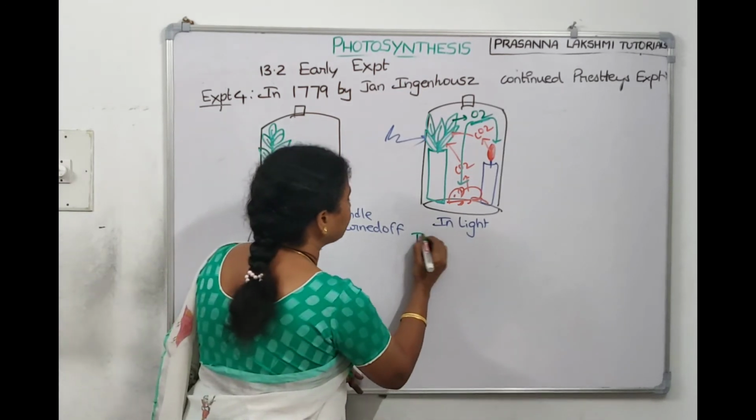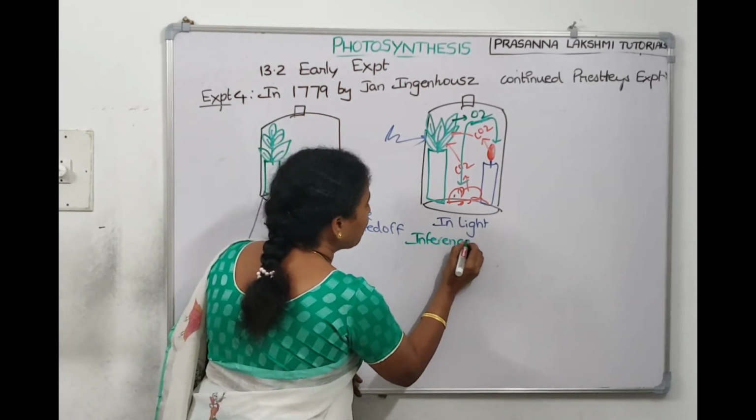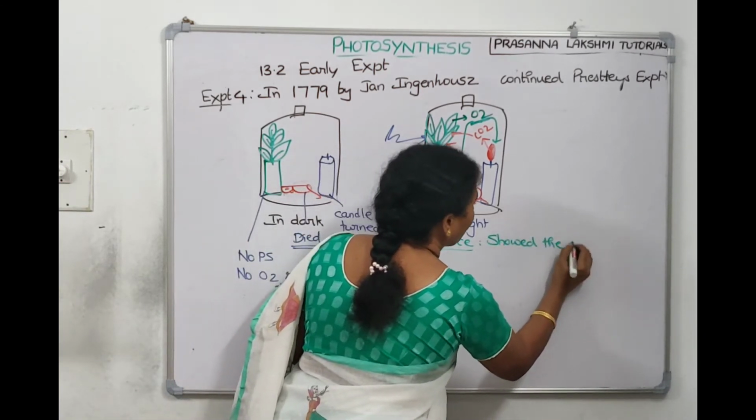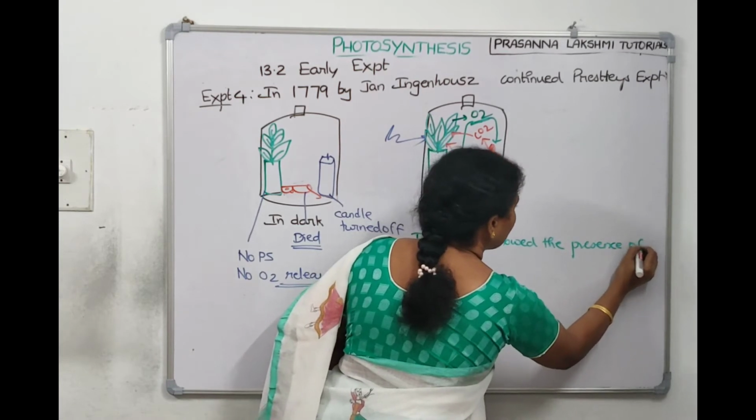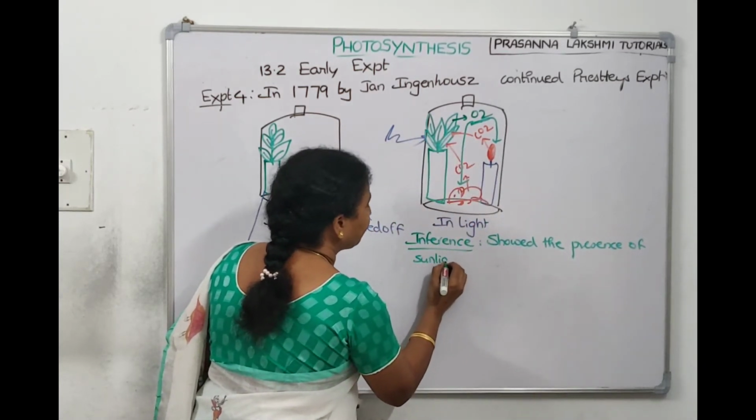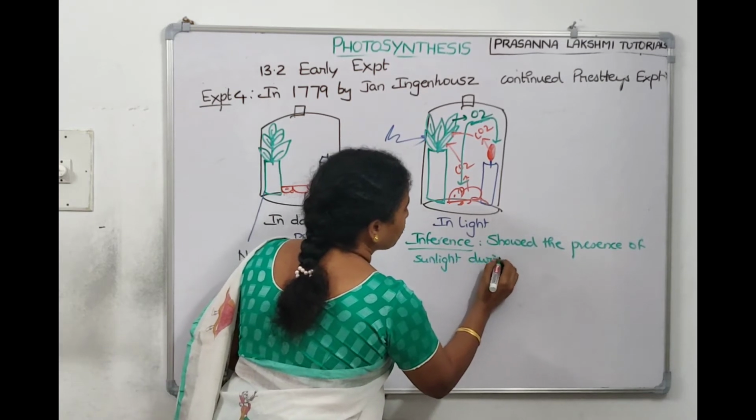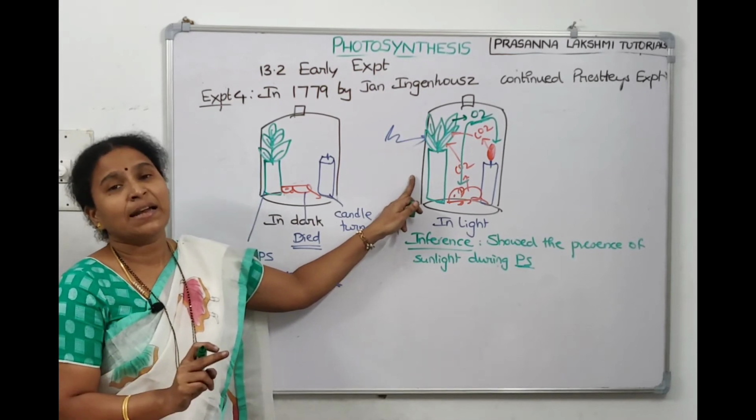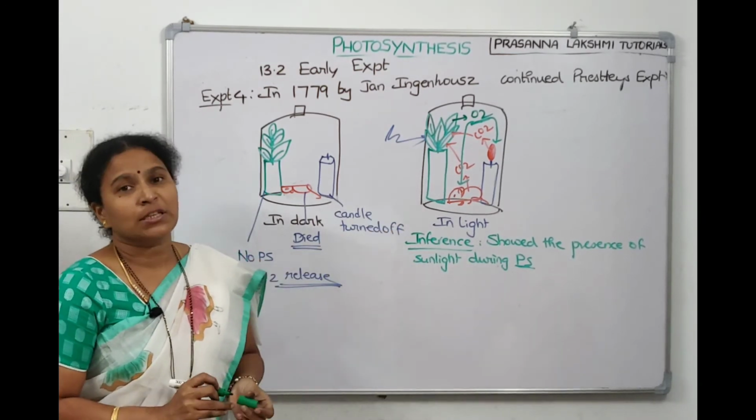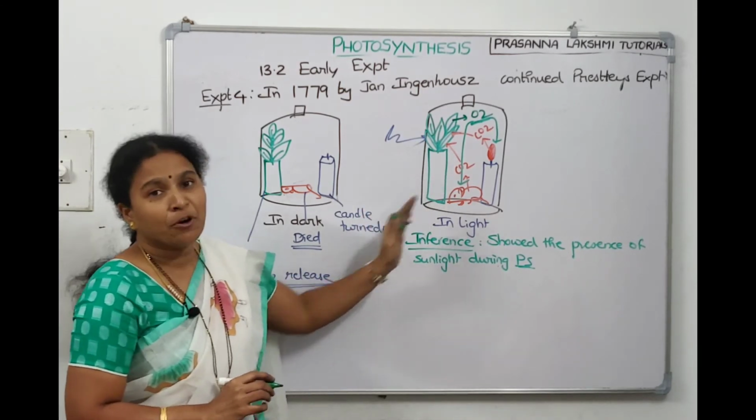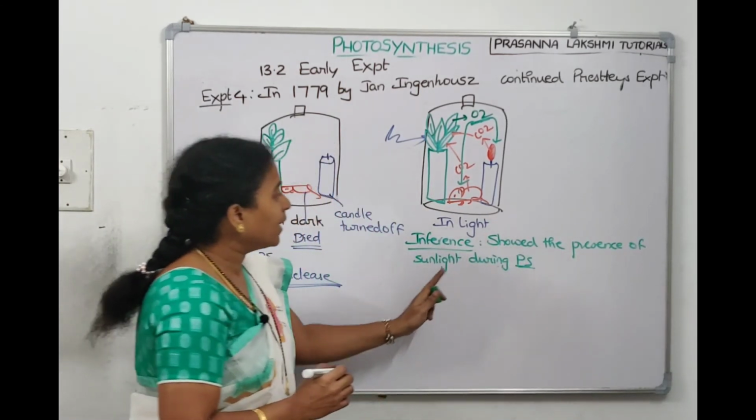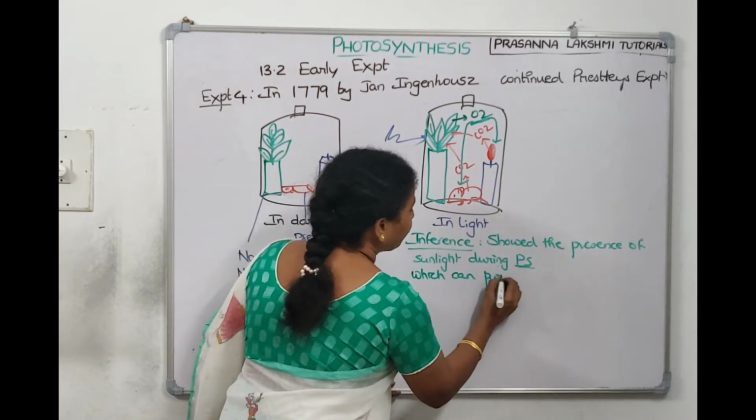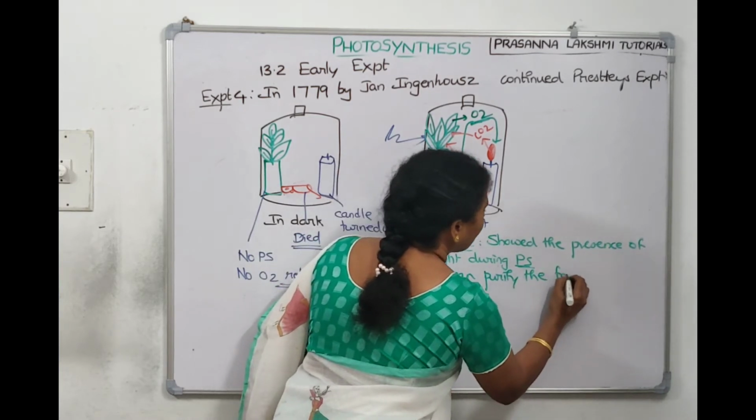What is the inference here? Children, come on, tell me, what is the inference here? He showed the presence of sunlight during photosynthesis. Even though the green plant is there, only when sunlight is exposed can it do photosynthesis. Then only can it purify the air. He showed the presence of sunlight during photosynthesis, which can purify the foul air.